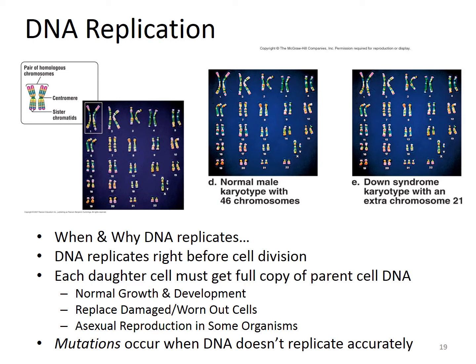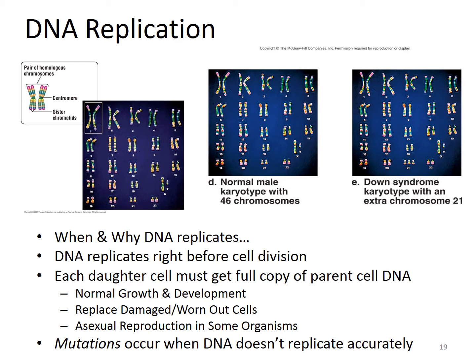The far right one is actually a karyotype of an individual with trisomy 21, or the more common term, Down syndrome, and once in a while you can have issues with chromosome counts if you get an unequal division of the chromosomes in the gametes, in the sperm or the egg, and that can create developmental issues and some of those things. But let's go back to when and why DNA replicates.